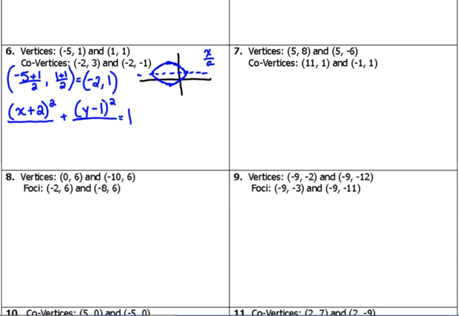All right, so we've got our center. We need to find our A, and we need to find our B. From -5 to +1, that's a distance of 6. The whole thing is 6. So the A is from the center to the vertices, so that would be 3. So 3 squared is 9.